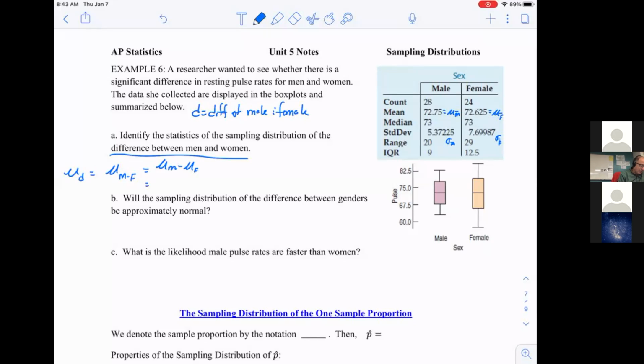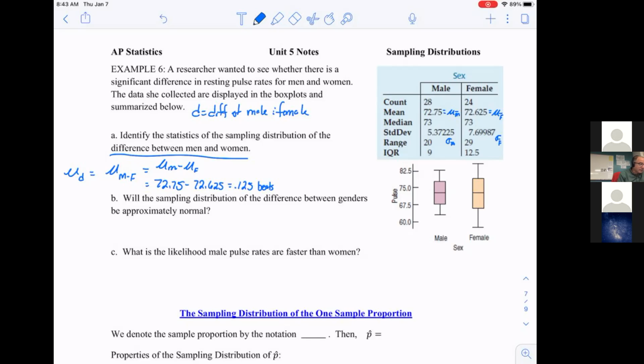And if we do that, that's going to be 72.75 minus 72.625, and we're going to get a mean difference of 0.125 beats per minute.